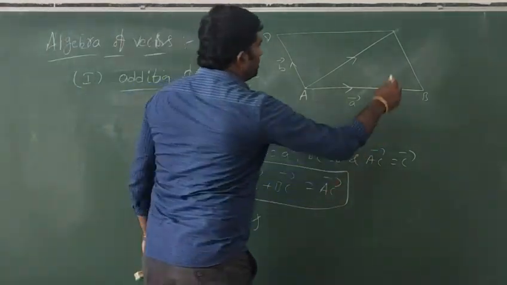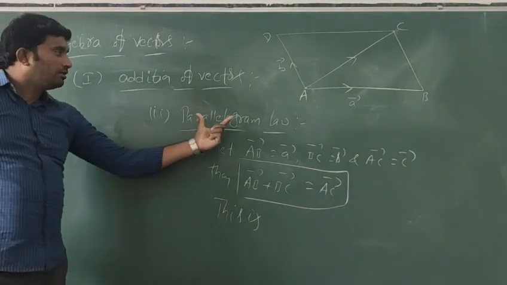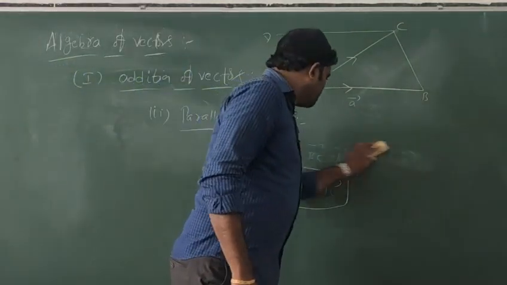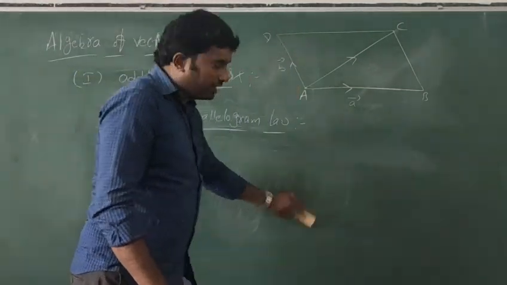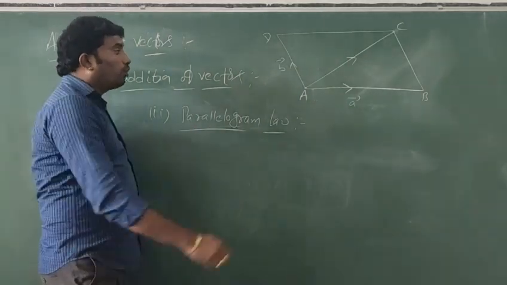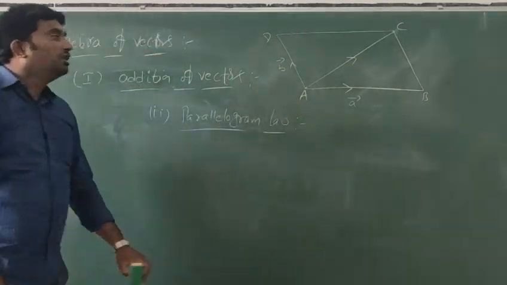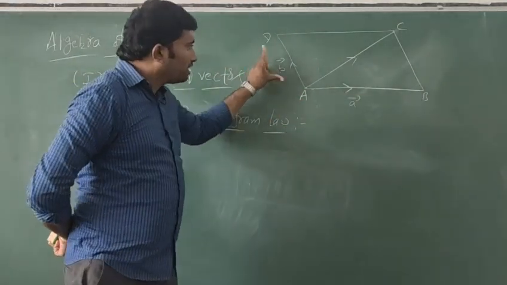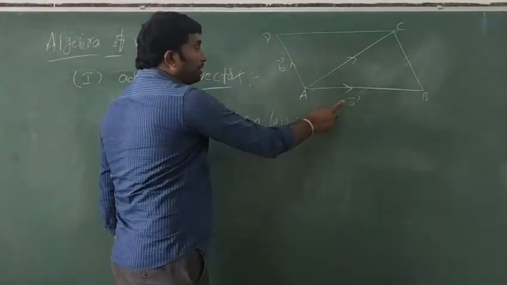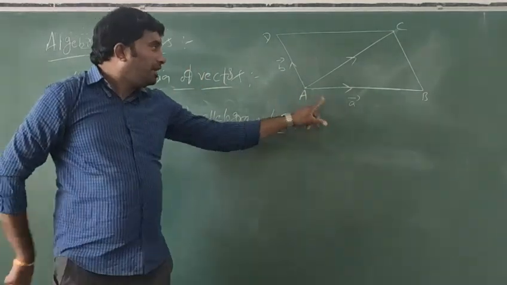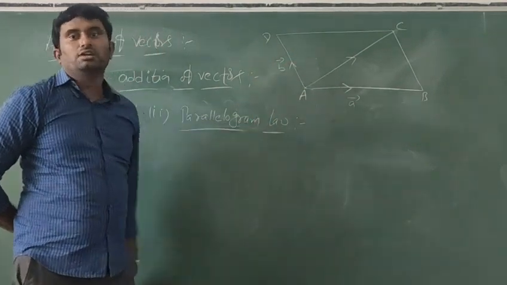So write down very clearly A, B, C, D. Write down, second one is the parallelogram law. If two co-initial vectors, write down very clearly, because these two are co-initial vectors, because the initial point is the same. If two co-initial vectors are represented in magnitude and direction by two adjacent sides of the parallelogram. These two are the adjacent sides of the parallelogram.